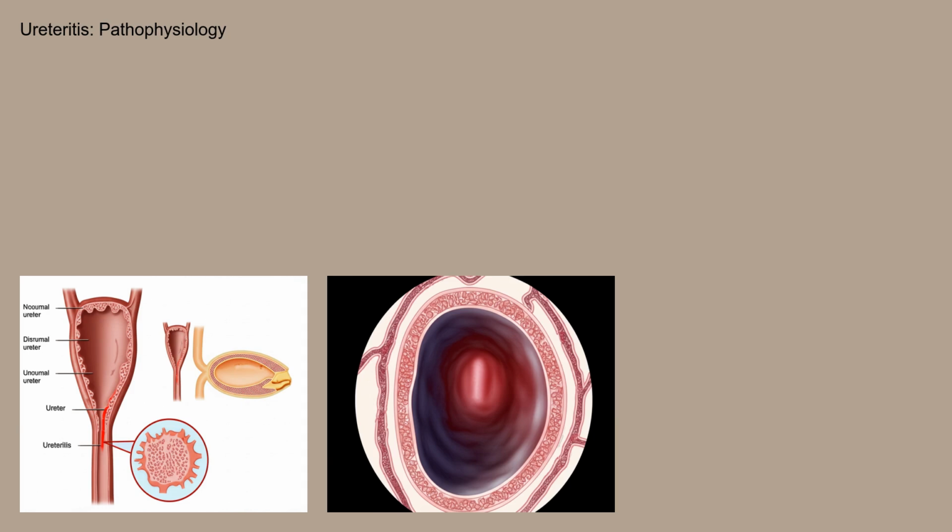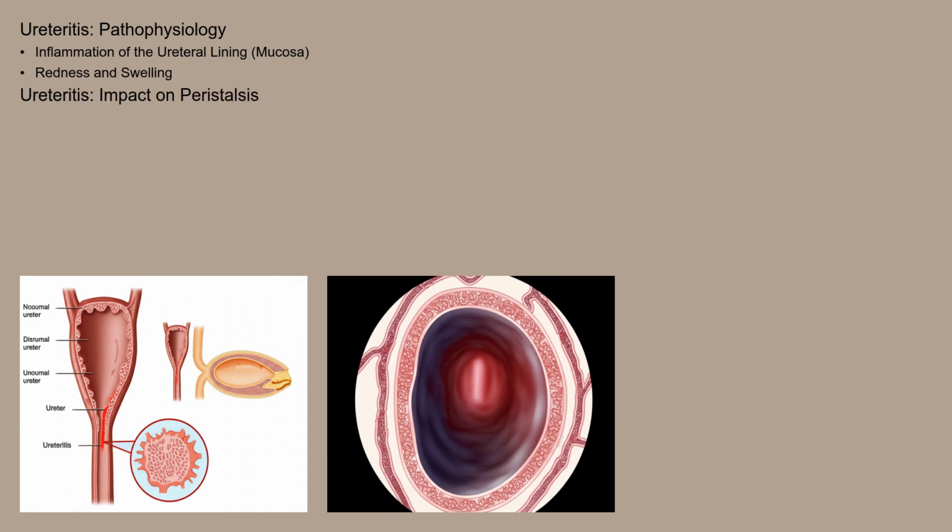Let's break down the pathophysiology of ureteritis. When the ureter becomes inflamed, the lining or mucosa becomes red and swollen. This inflammation disrupts the normal peristaltic contractions, the wave-like movements that propel urine downwards. This disruption can lead to a backup of urine, increasing pressure within the ureter and potentially affecting the kidney.